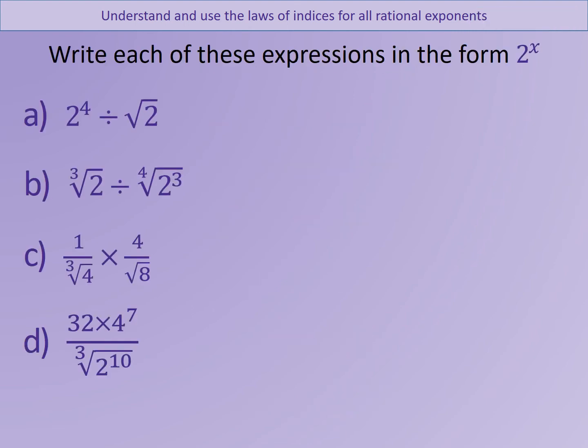So here's 4 questions for you to have a go at yourselves. A bit trickier than last time, although we're still writing these expressions in the form 2 to the power of x. But it will use all of the laws of indices rather than just the few that we were doing before. So I'll leave you to have a go at these for a few minutes, and then I'll go through them after you've had a go.